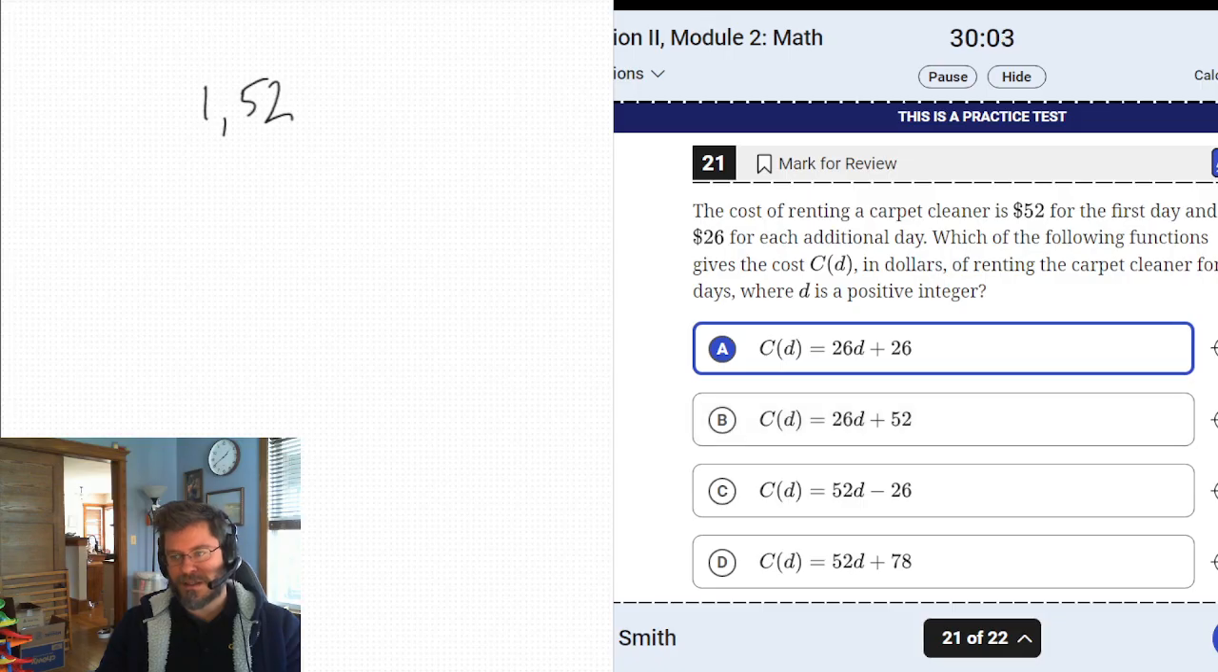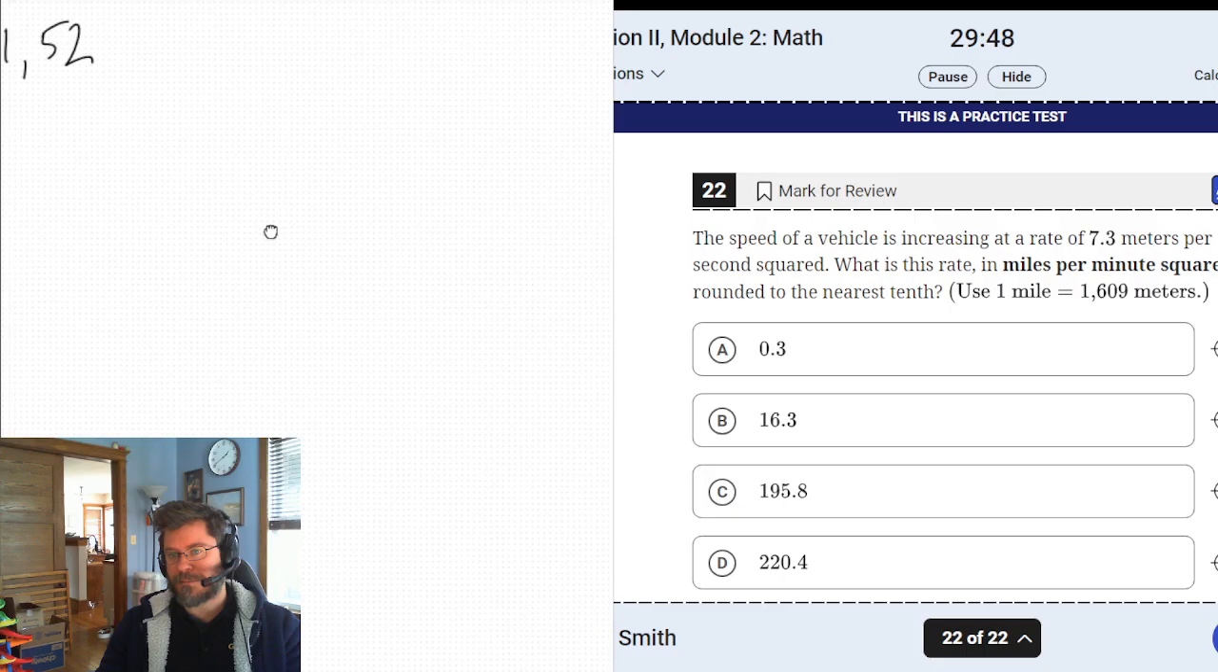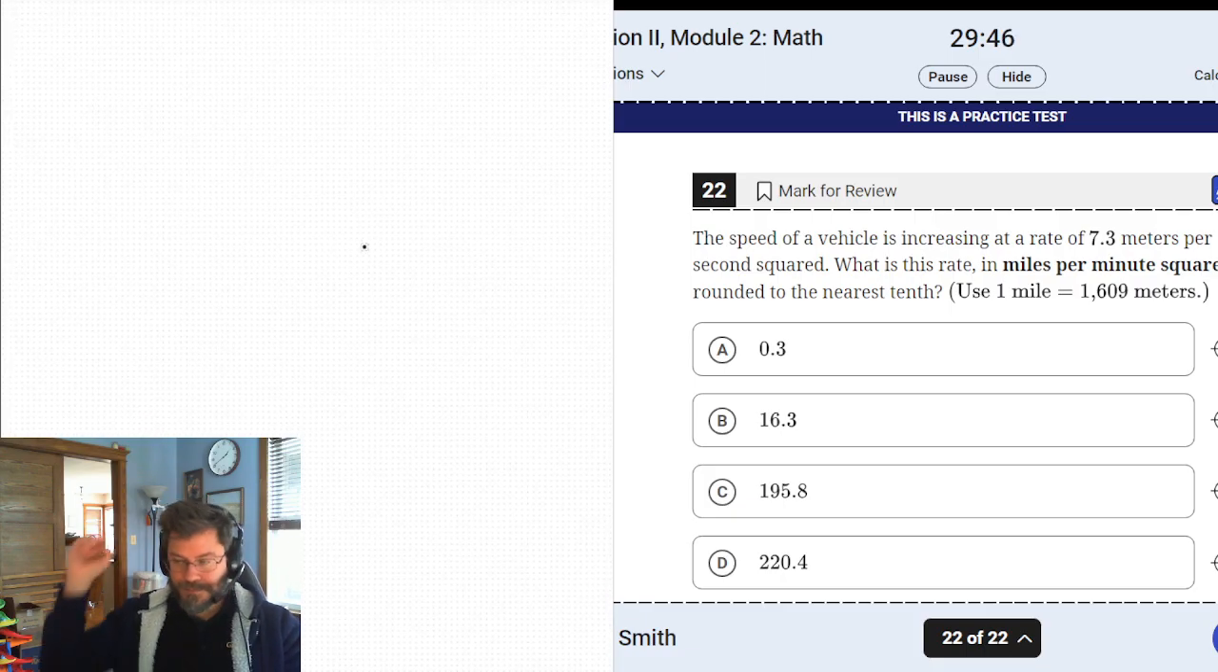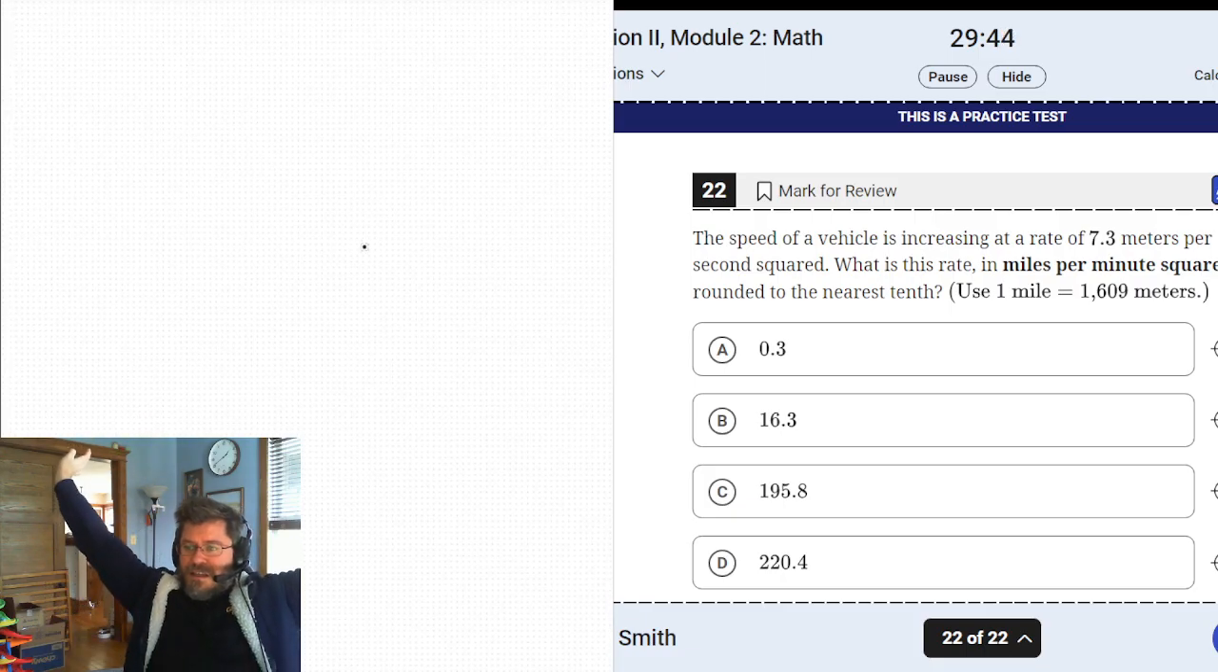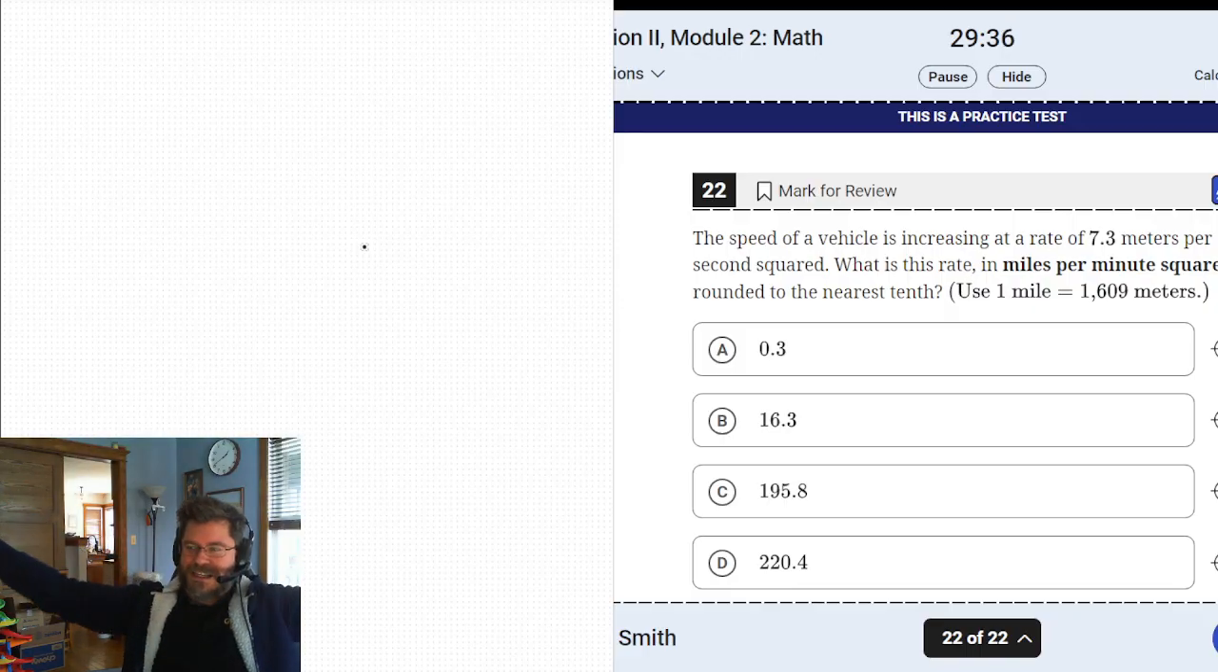So I'm confidently going to be able to say A, because obviously we're not decreasing by 26. We don't have an initial value of 78. We have an initial day 1 value. If I plug in 1, I get 52 for A. Very simply. That was a gimme. All right. Number 22, speed of a vehicle is increasing at a rate of 7.3. Our first unit conversion, and it's the last question in the whole thing.